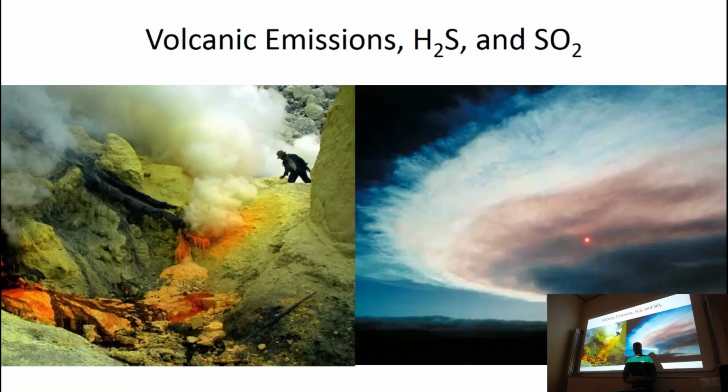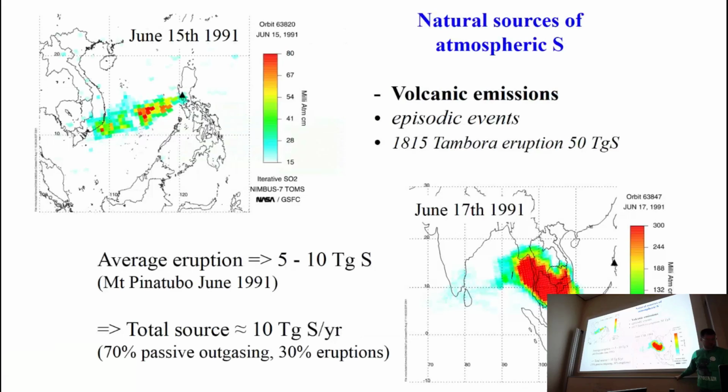Volcanic emissions, so volcanoes are full of sulfur. If you ever go to a volcano, like this somewhat cavalier attitude to volcanism, he's got a hat on, but not any breathing apparatus. So this is giving out lots and lots of sulfur-rich gases. You can see all the sulfur coming out of the volcano. So these are huge sources of sulfur into the atmosphere when a big volcano goes off.